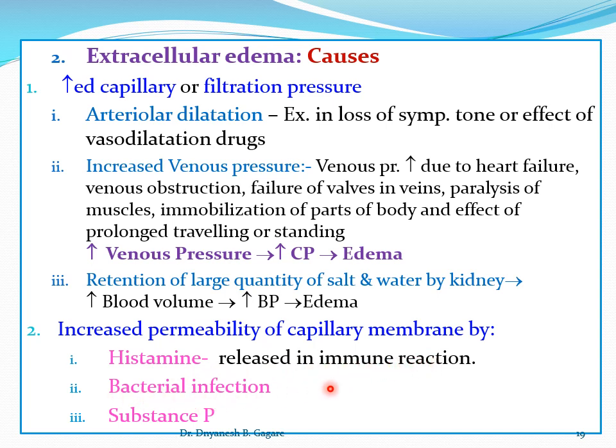Then in bacterial infection, some types of bacterial infection cause inflammation because they increase the permeability of the capillary membrane. Release of substance P in this reaction also increases the permeability of the capillary membrane. Increased permeability of the capillary membrane means there is more diffusion of the fluid, and there is a net filtration of the fluid, which leads to edema.